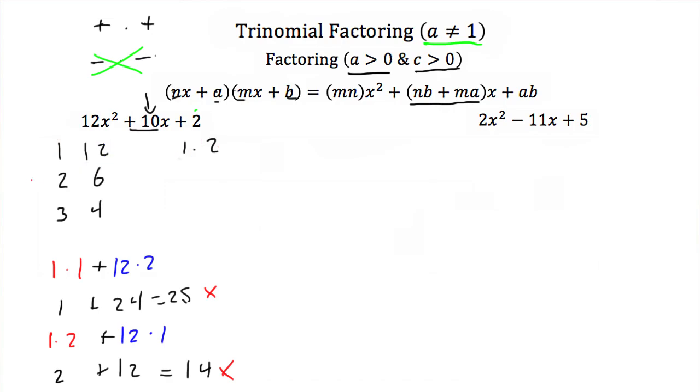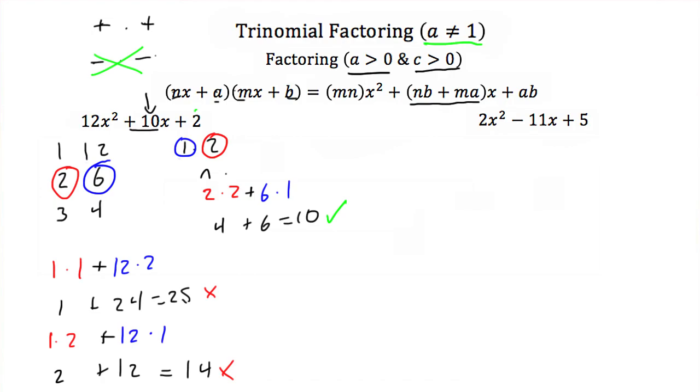Instead, let's try 2 times 2 plus 6 times 1. If we do that, we'll have 2 times 2 plus 6 times 1. Well, 2 times 2 is 4, and 6 times 1 is 6, and that's equal to 10, which is what we were looking for. So that means that 2 is our n, 2 is our b, and 6 is our m, and a is 1.